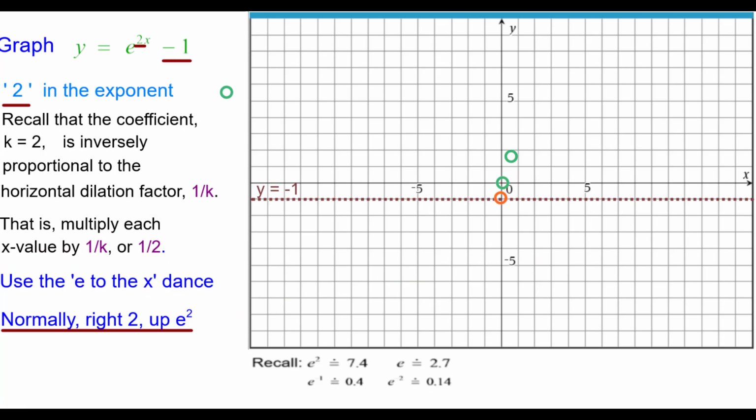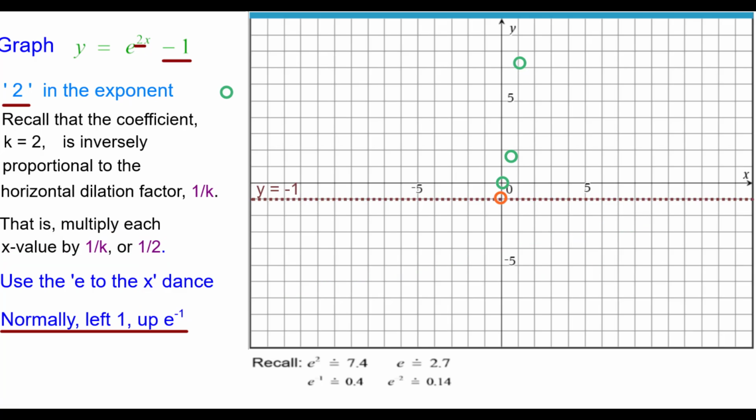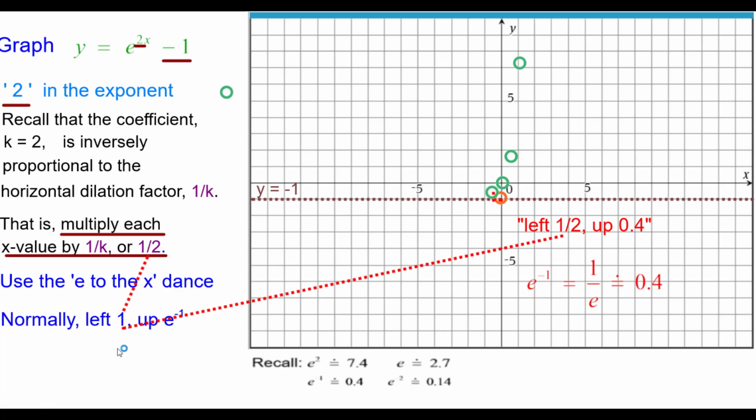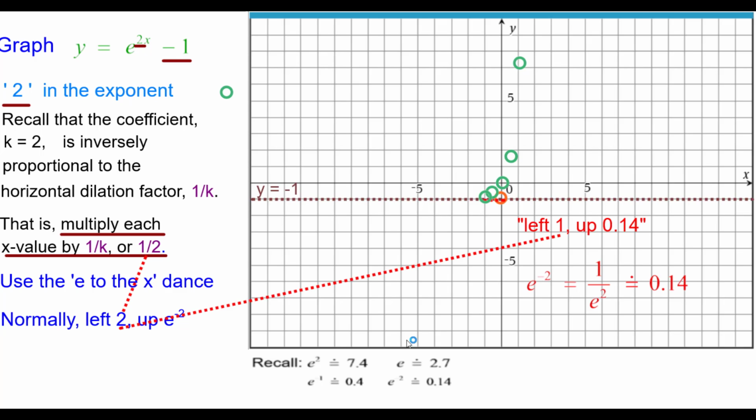Right 2 up e squared, but in this case, we're going to go right 1 up e squared, which is about 7.4. Half of 2 is 1. In the other direction to the left, left 1 up e to the negative 1, which is about 0.4. But in this case, we're going to go left 1/2 up 0.4 because of that half factor there. And then left 2 up e to the negative 2 becomes left 1 up e to the negative 2, which is about 0.14.